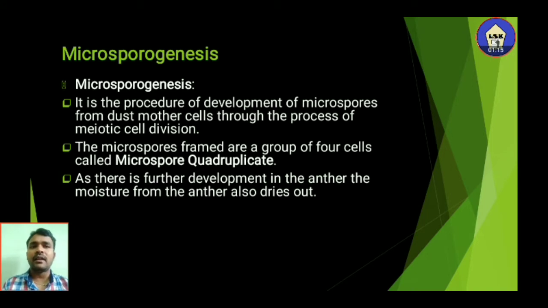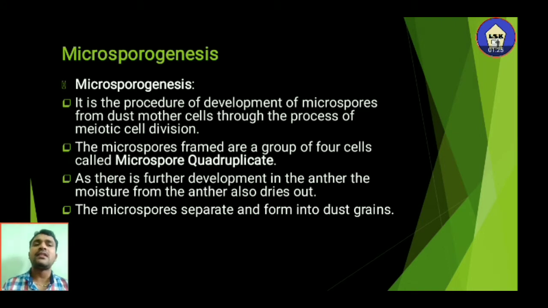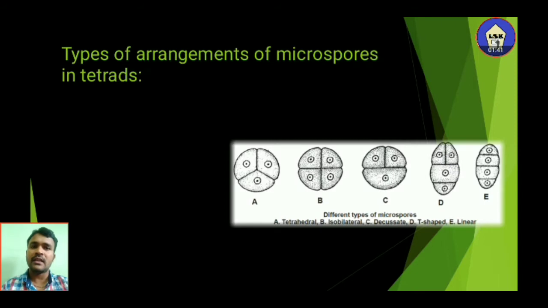As there is further development in the anther, the moisture from the anther also dries out, and finally there will be the dehiscence of the anther, so that the microspore quadruplicate, also called microspore tetrads, will come out. The microspores separate and form into dust grains. The dust grains are nothing but the pollen grains. Pollen grains are also called dust grains. Now, let us see some additional points related to the pollen grains. There are different types of arrangement of microspore tetrads.